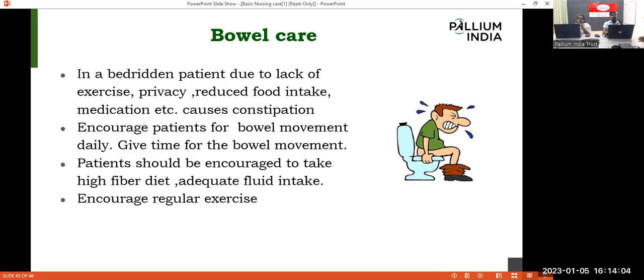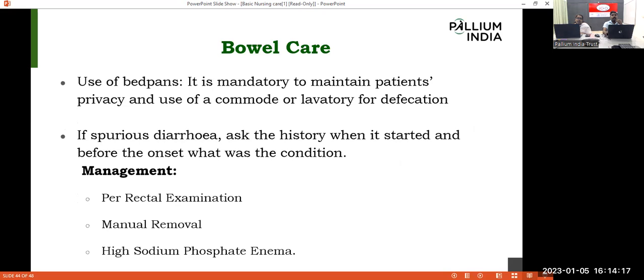We need to give the patient time and space for the bowel movement. And we need to encourage a high fiber diet, if the patient is able, and adequate fluid intake also. Then we need to promote regular exercise. It's very important, and we need to explain that to them.